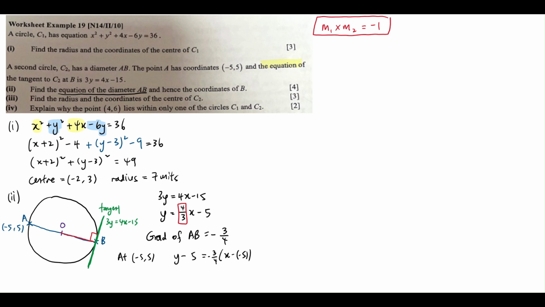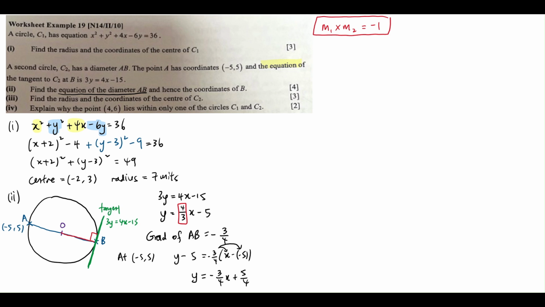-3/4. And there you go, as long as you can simplify it, which means you expand and you simplify with y as the subject, you can get the equation of the diameter AB, which is y equals negative 3 over 4 x plus 5 over 4.